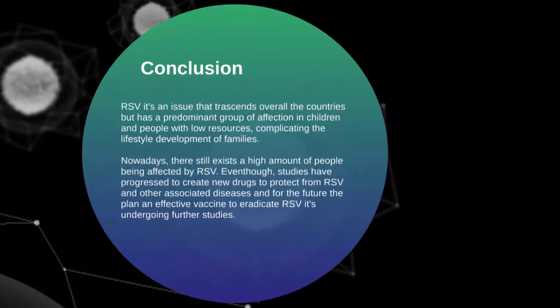And for the conclusion, we can see that RSV is an issue that transcends all countries, but has a predominant group of affected children and people with low resources, complicating the lifestyle development of families. Nowadays, a high number of people are still affected by RSV, even though studies have progressed to create new drugs to protect from RSV and other associated diseases, and for the future, a plan to effectively eradicate RSV is undergoing further studies.